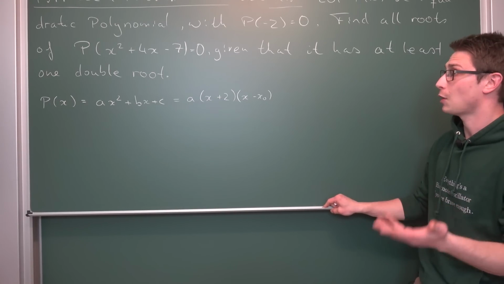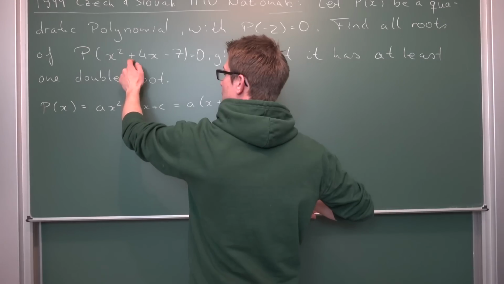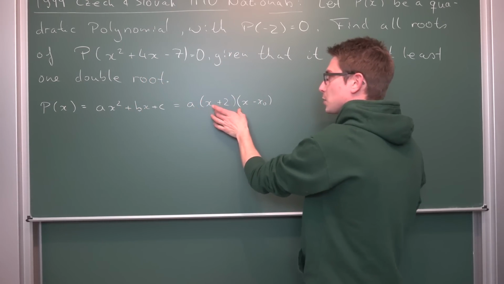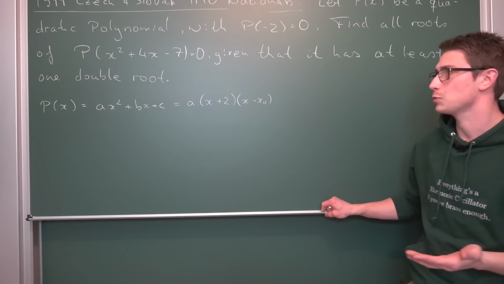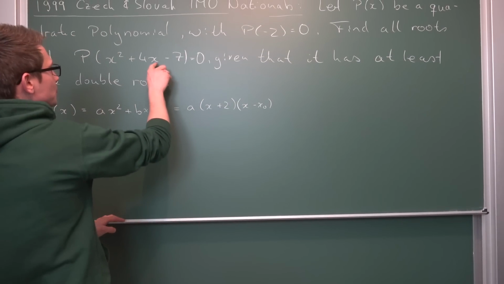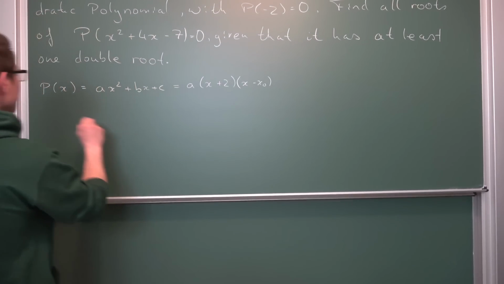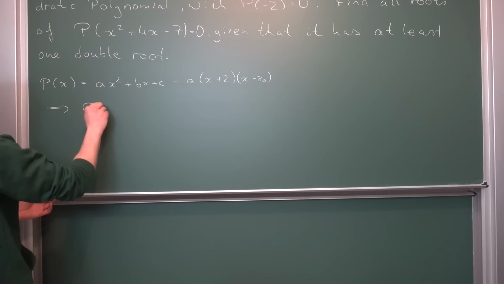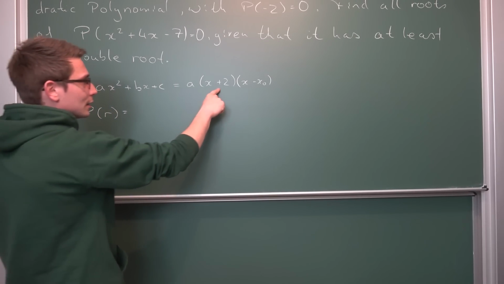That's a good foundation, and now we can go ahead and get started by plugging our x squared plus 4x minus 7 into this equation, and then we are going to see under which conditions this is actually equal to 0. We are going to call this polynomial x squared plus 4x minus 7 r, meaning we are going to plug the r into here.